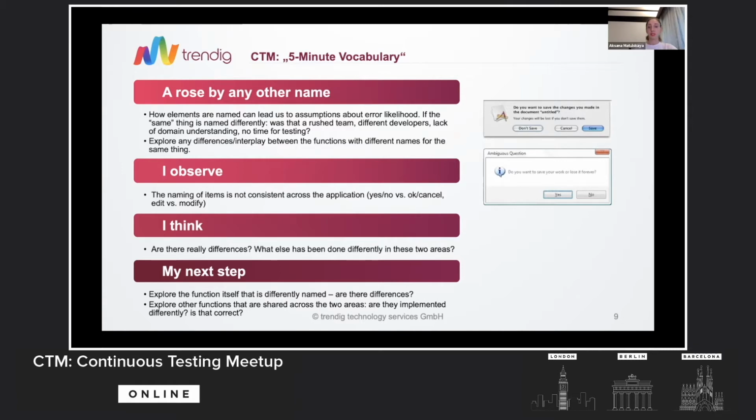Probably this mistake or potential mistake would be made by different developers, or because of lack of domain understanding, or no time for testing. So my next step in this case would be to explore the function itself, what is named differently. Are there really differences in these actions, or are they the same? I'd observe and look into different areas across the application. Are they really implemented differently? Is it correct or not?